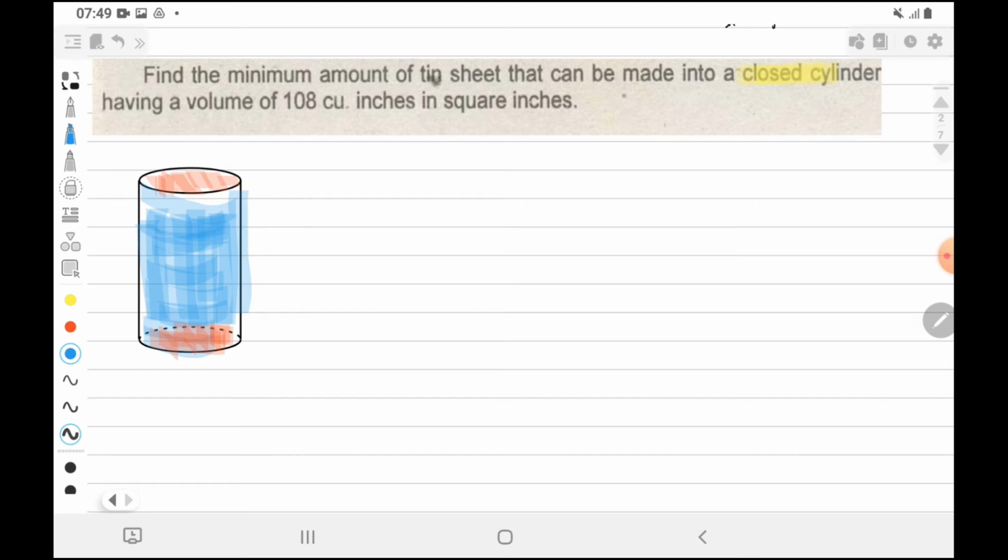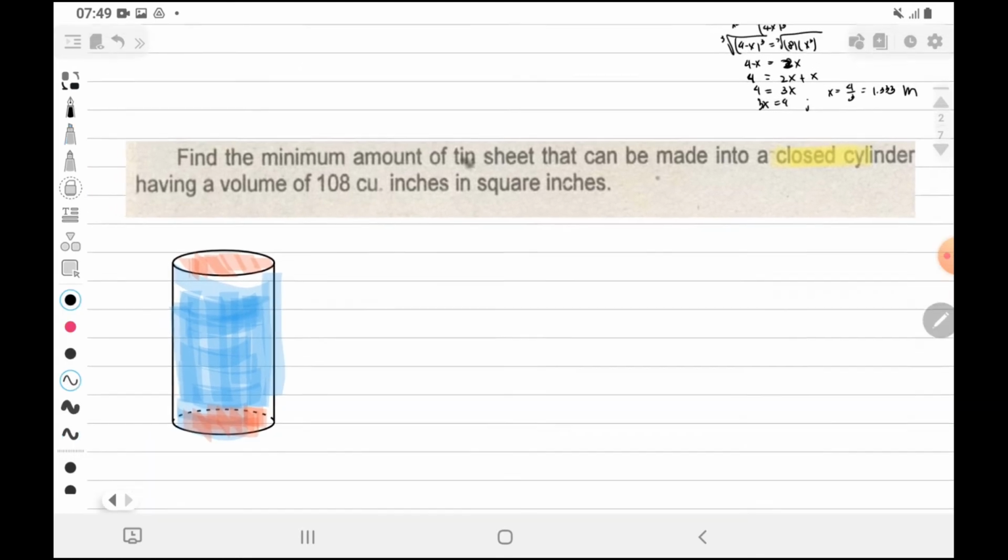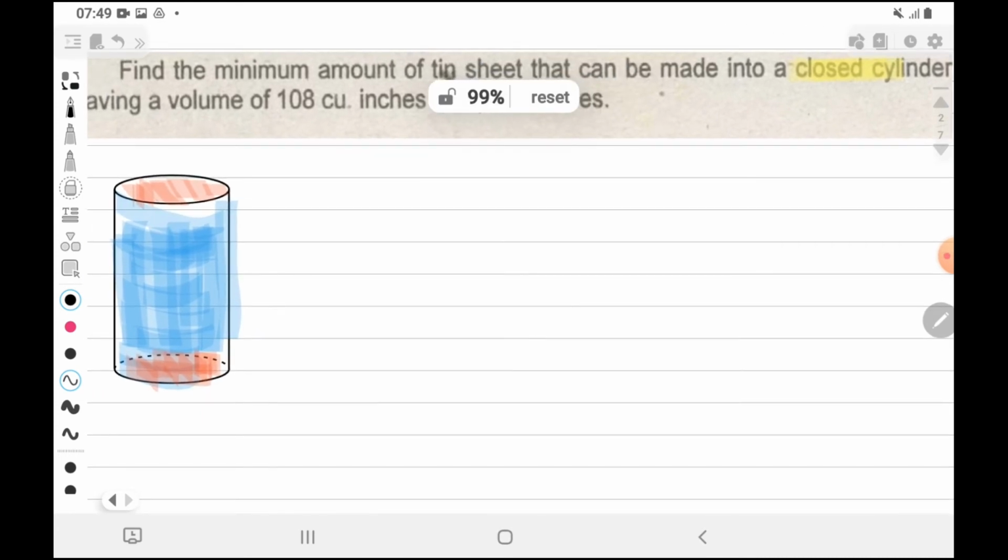So how would we know or solve the minimum tin sheet? So dito pumapasok yung tinatawag nating TSA, or yung total surface area. So from there, meron tayong dalawa, di ba? We have 2 multiplied by area of the base. Ito yung mga bases natin. Plus area of the lateral face. Okay?